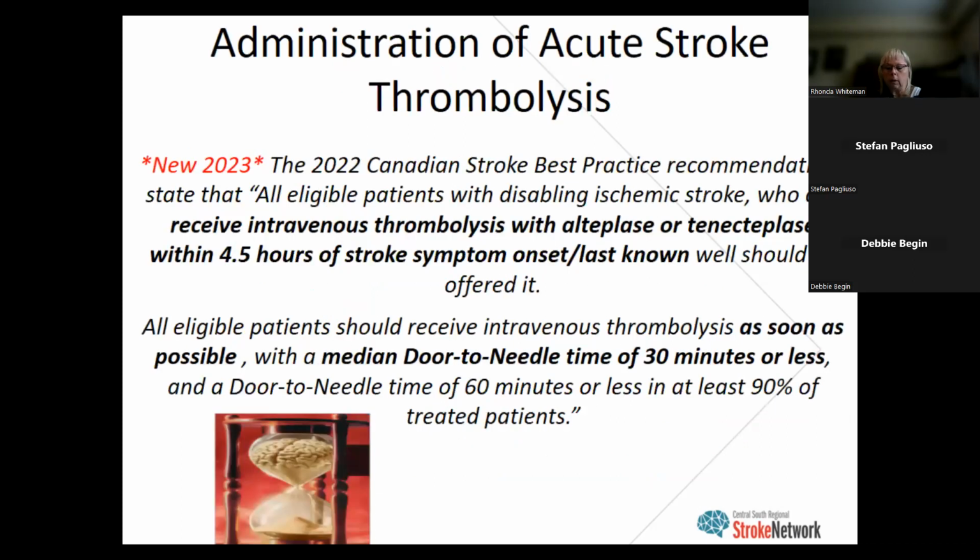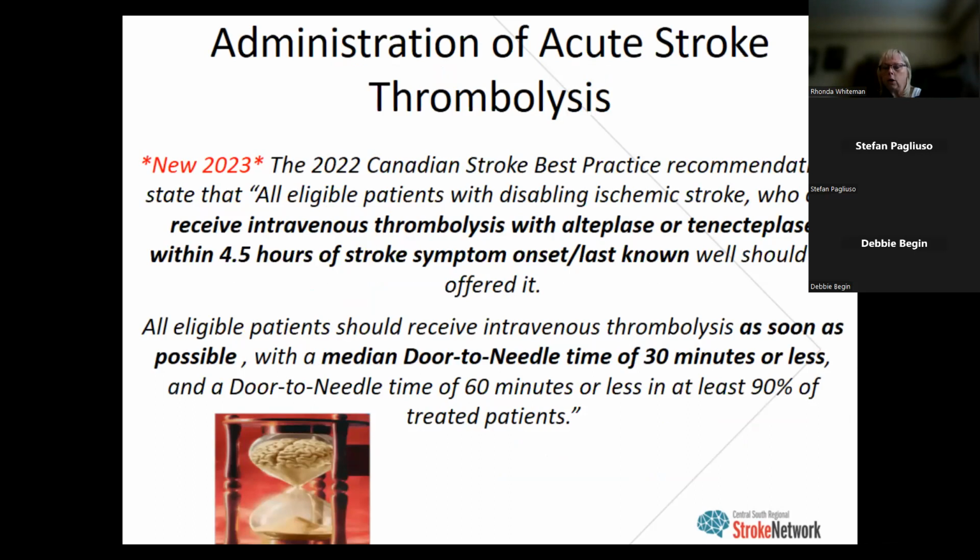So when we look at thrombolysis, administration of acute thrombolytic therapy, we know with an acute ischemic stroke, the only way to prevent that irreversible damage is to reopen the artery. As Steph said, acute stroke thrombolysis is one of those ways, and endovascular therapy is the other.